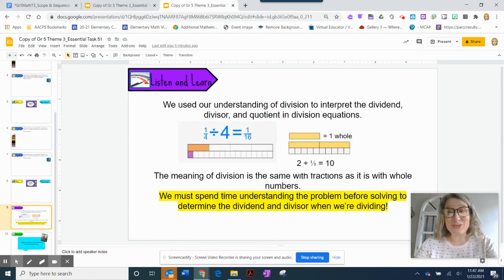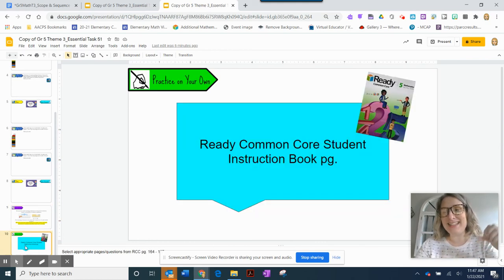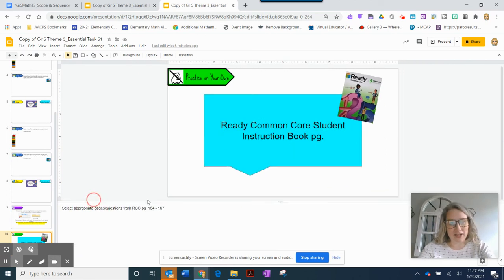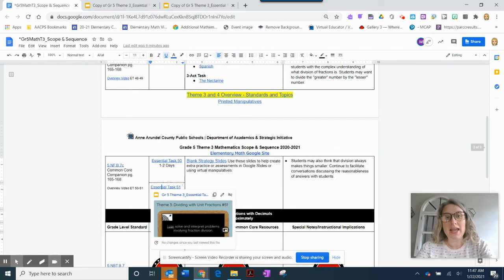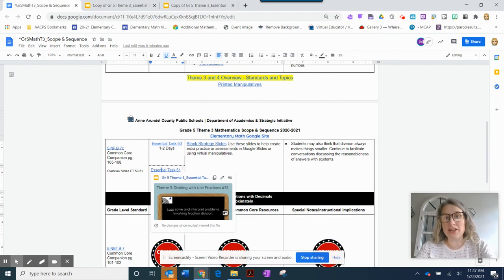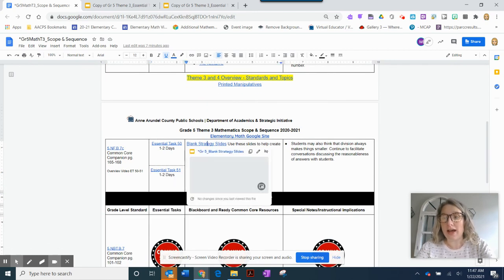So that is really the end of theme 3, the end of the first topic in theme 3. One last thing down here, just select problems that work for your students. I would not assign them all of these pages, but select the pages or the problems within these pages that work best for them. One thing that I don't think I pointed out in any other video is that there are these blank strategy slides still to help you with creating assessments and creating practice. So that is the end here.